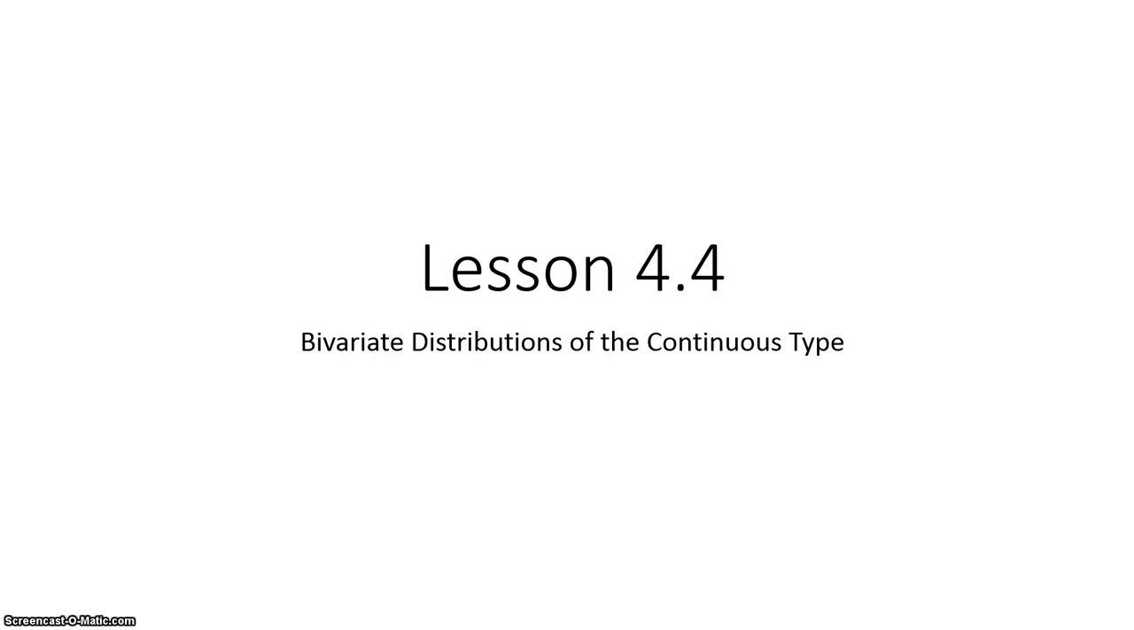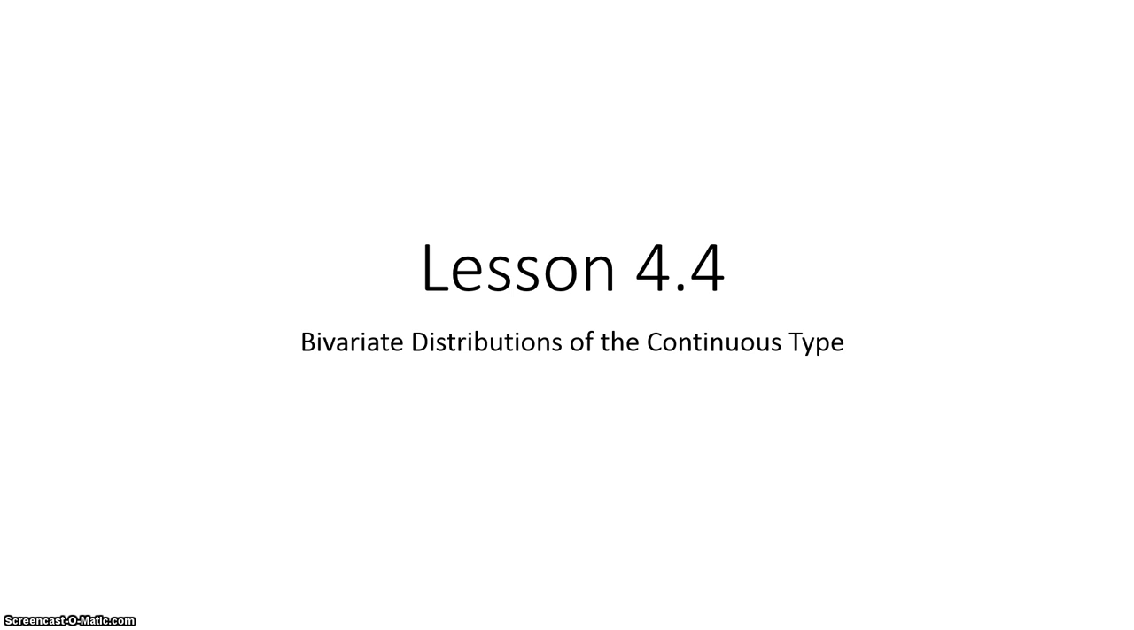Hi, welcome to the first video for lesson 4.4, which is going to look at bivariate distributions of the continuous type. Now, so far, chapter 4 is focused towards distributions of two discrete random variables, but now we're going to turn our attention to continuous random variables.